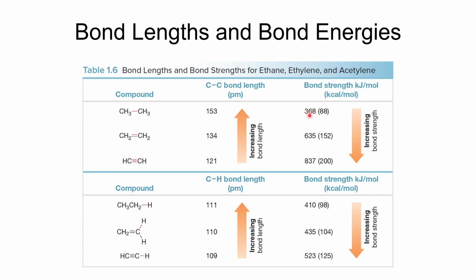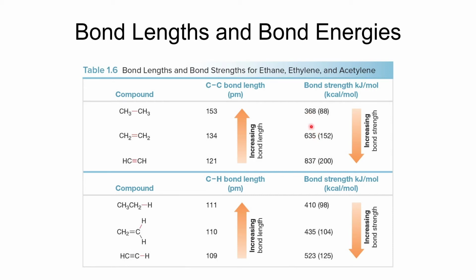The single bond, in this particular molecule, is worth 368 kilojoules per mole. The number in parentheses is kilocalories. You kind of have to bear with me as I go through these. I learned these all in kilocalories per mole and memorized them way back when. And really, most textbooks use kilojoules per mole now, which is just the favored way to do it.